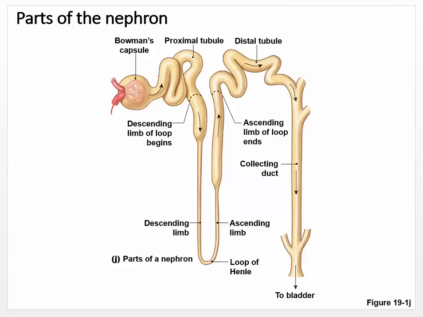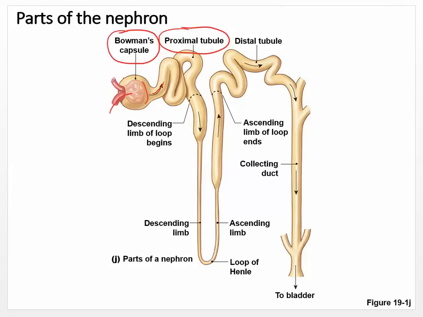Okay, so if we take this and we kind of unfold it so it makes a little more sense, really it loops around this way because the ascending loop actually goes right past the glomerulus here between this afferent and efferent arteriole. Okay, but if we unravel it, it actually makes a little more sense. It's easier to understand. So blood moves in here, and then it's filtered, and then it moves into this area, and this is called the proximal tubule. It's called proximal because it's close to this thing called the Bowman's capsule.